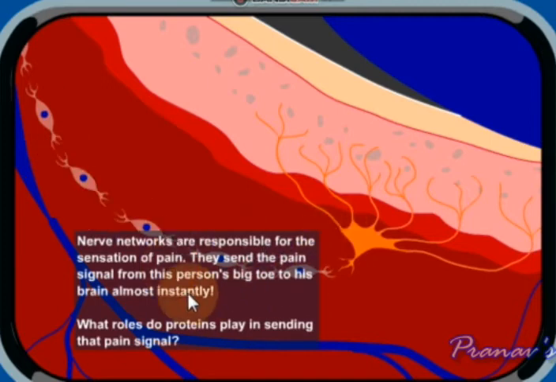These are the neurons. Nerve networks are responsible for the sensation of pain. They send the pain signal from this person's big toe to his brain almost instantly. What roles do proteins play in sending that pain signal?